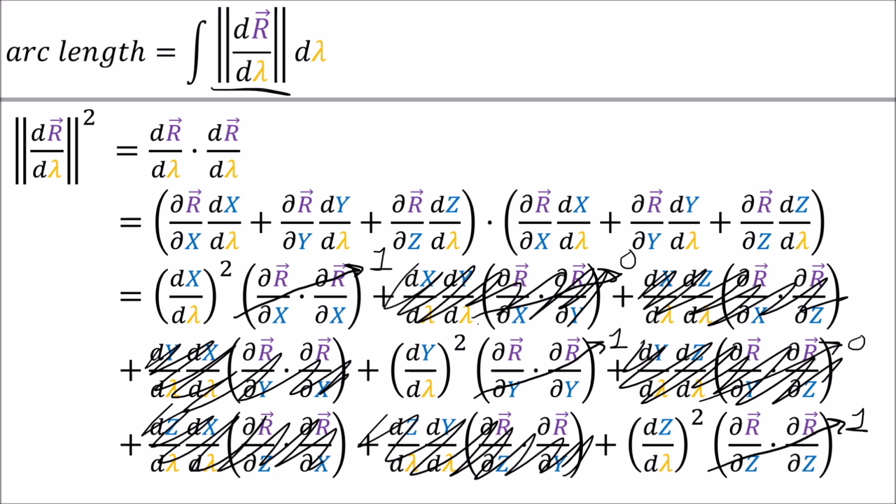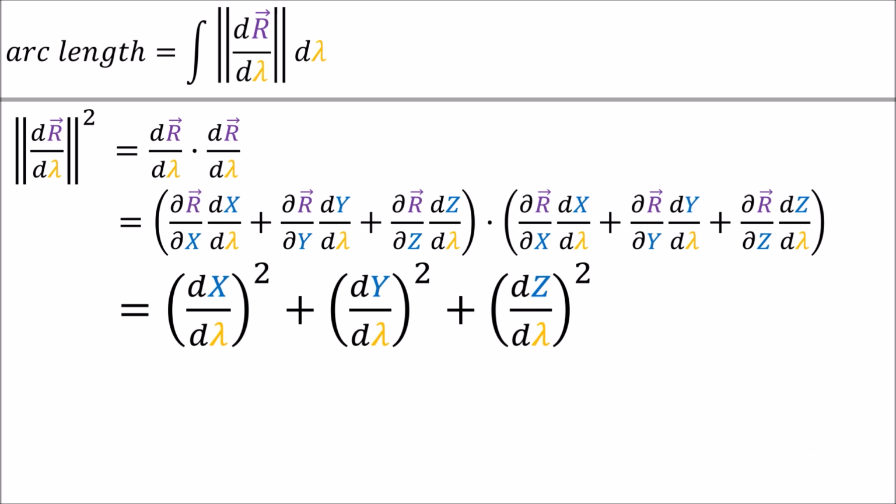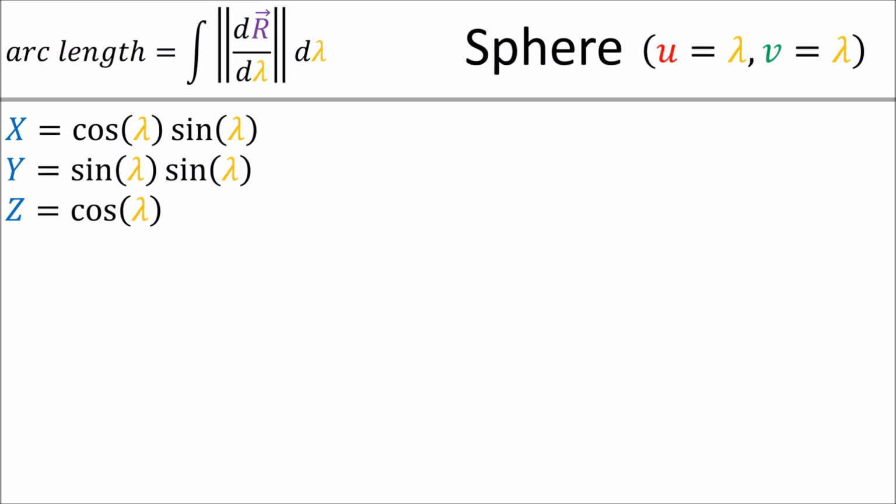So we're left with a really simple formula here, just the x component squared plus the y component squared plus the z component squared. So this formula that we're using here, it's really just like Pythagoras' theorem for 3 dimensions, x squared plus y squared plus z squared. So we already have the formula for the path on our sphere in terms of x, y, and z, so we can compute the derivatives of x, y, and z with respect to lambda.